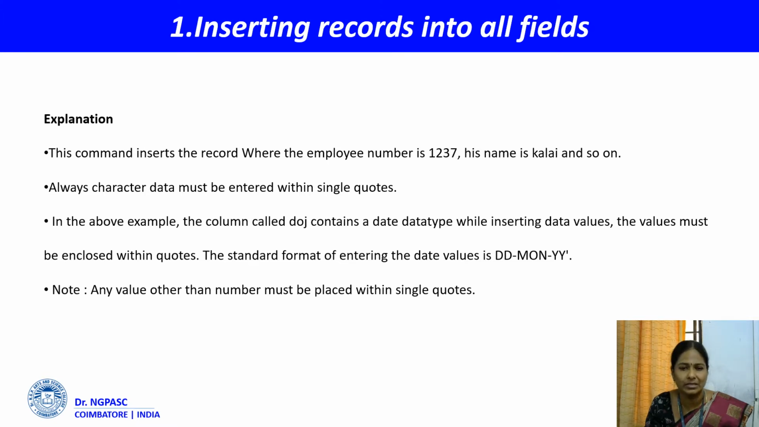In the above example, one column name, that is a field name, is called date of joining. It has the data type date. The date data type must be entered within single quotes. The format of entering the date value is dd-mon-yy, where mon is the month. Only in this way is it possible to enter date values into the date data type. Any values other than numbers must be placed within single quotes.